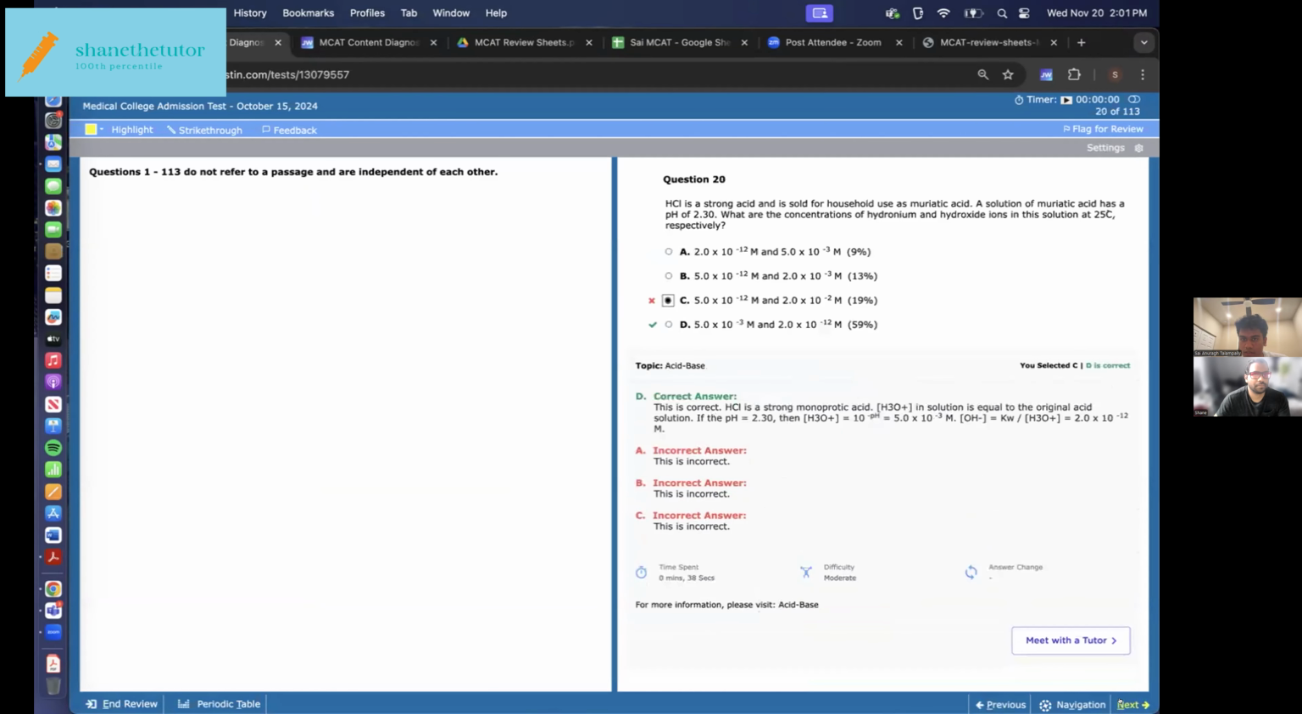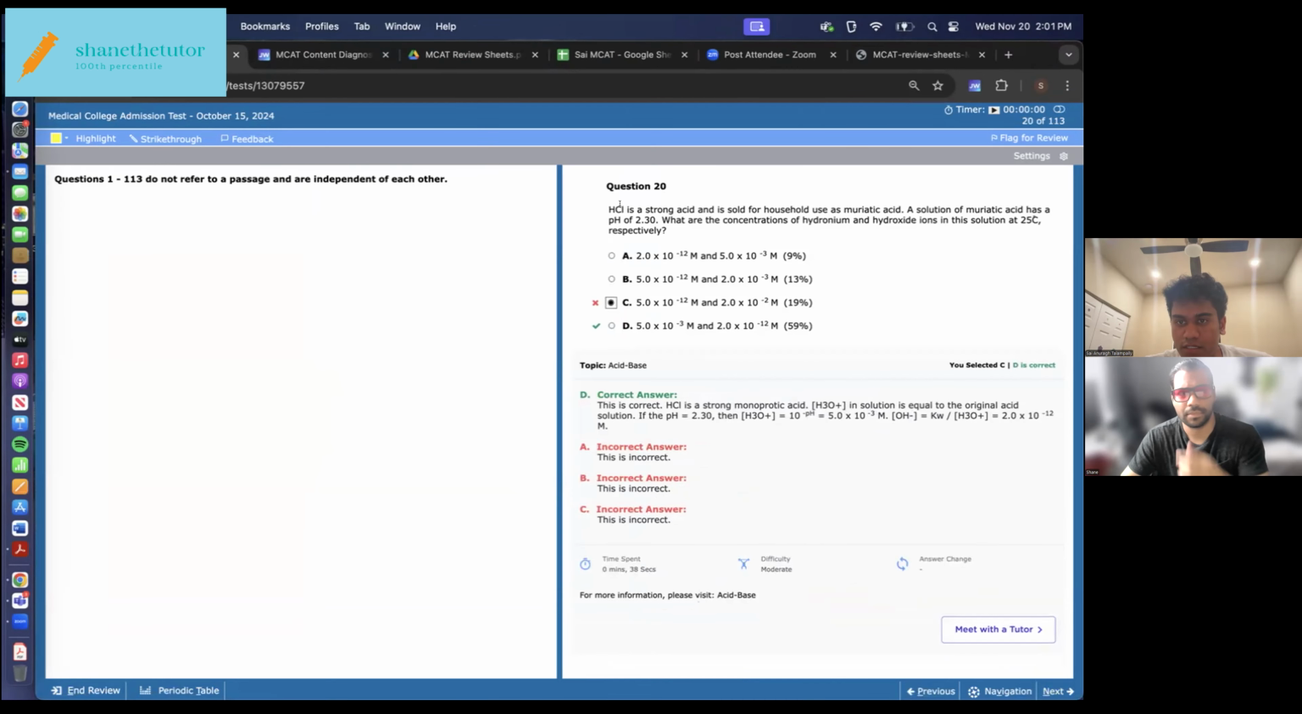Ah, yes. So in this question, it's essentially saying it's a strong acid sold for household use as muriatic acid. And then what are the concentrations of hydronium and hydroxide ions? I knew we could use 10 to the negative... well, they gave us a pH, so I could do negative pH.